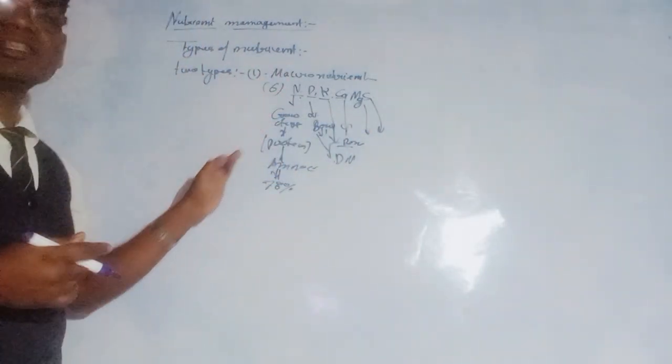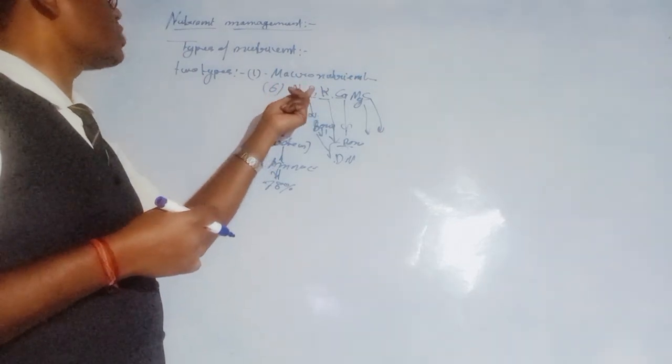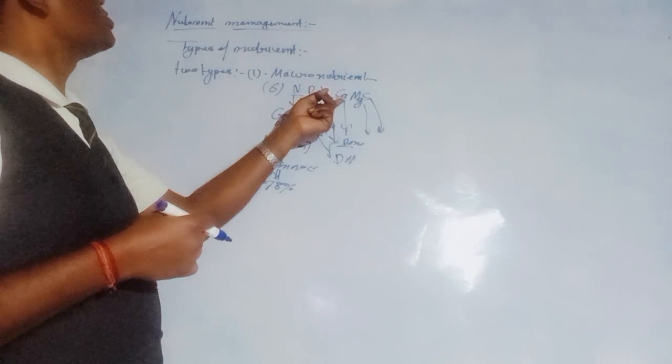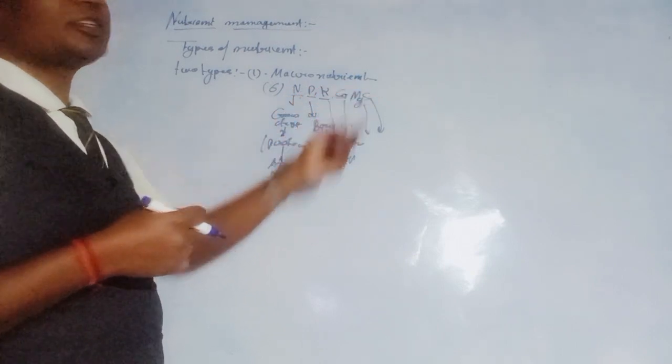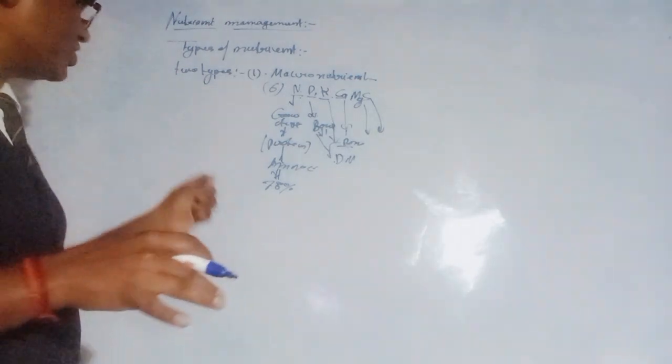So here we have studied the macronutrients: sodium, potassium, calcium, magnesium and sulfur. There are 6 types of macronutrients we have discussed here. Now we will discuss the second type of nutrients, the micronutrients.